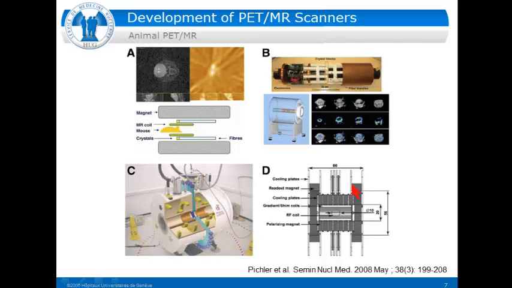So how did it work exactly? Here you can see a view a little bit more exactly: the stable magnet around it, then a very small detection unit for the PET, and then the fibers which were leading the image signal outside of the machine, and the mouse, and then the RF coil.